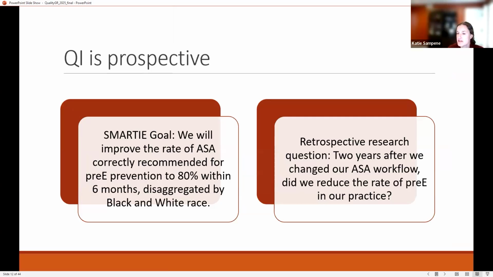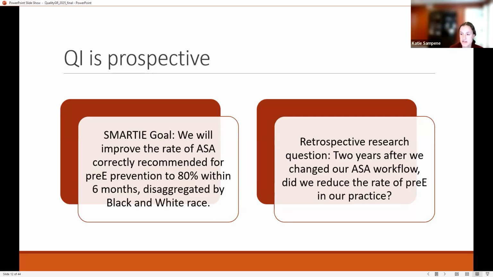So QI, to also help you differentiate QI from research, QI is typically prospective. If you did something in the past and you are like, huh, I wonder if that worked, then you're typically talking about research. So just keep that in mind. When we think about QI, the whole plan is to be a continuous process of improvement.